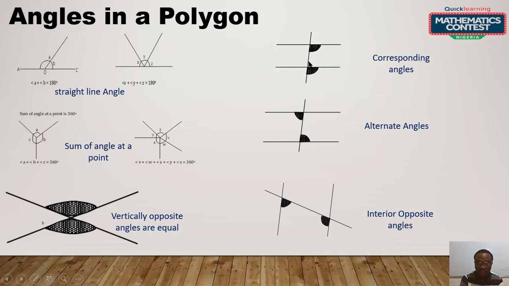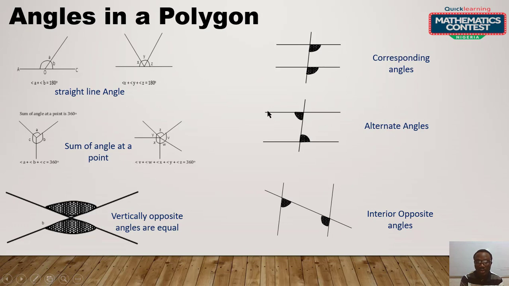The same thing, look at my cursor place. This point and this point are also corresponding. Follow my cursor place. This point and this point, they are also corresponding. This point and this point, they are also corresponding. So we'll call them corresponding angles. The other part is the alternate angles.